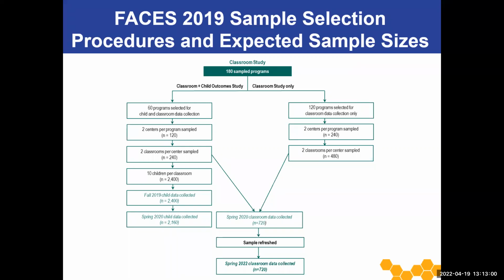A total of 165 Head Start programs participated in the Classroom Study in spring 2020. This included 59 programs that were selected and participated in fall 2019 as part of the Classroom plus Child Outcome Study, plus an additional 106 programs. Programs and centers that were selected for the classroom study will be revisited in the spring of 2020 with a refresh sample.